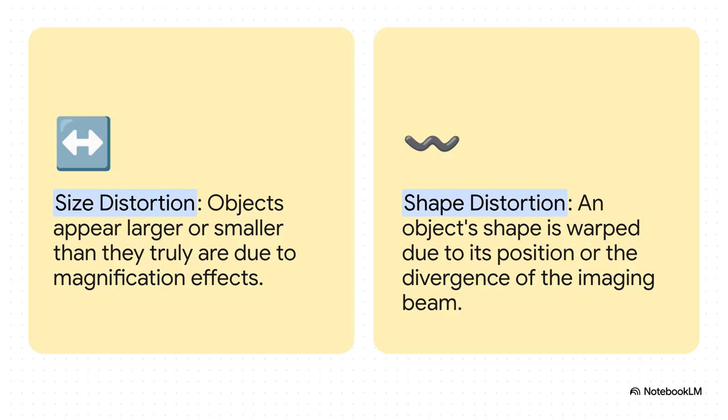For example, just based on how far an organ is from the X-ray source, its size in the image can get magnified. And because the imaging beam itself often spreads out, an object's shape can get, well, warped. Technicians have to account for both of these kinds of distortion to get any kind of accurate measurement.